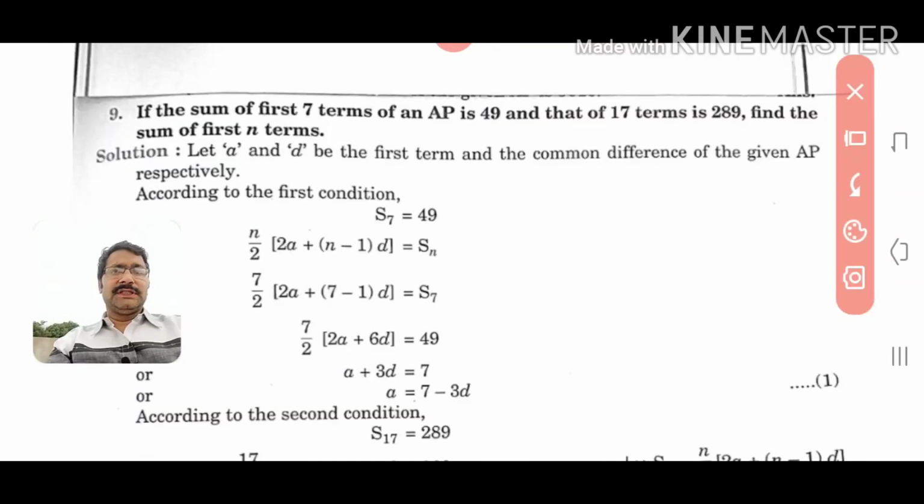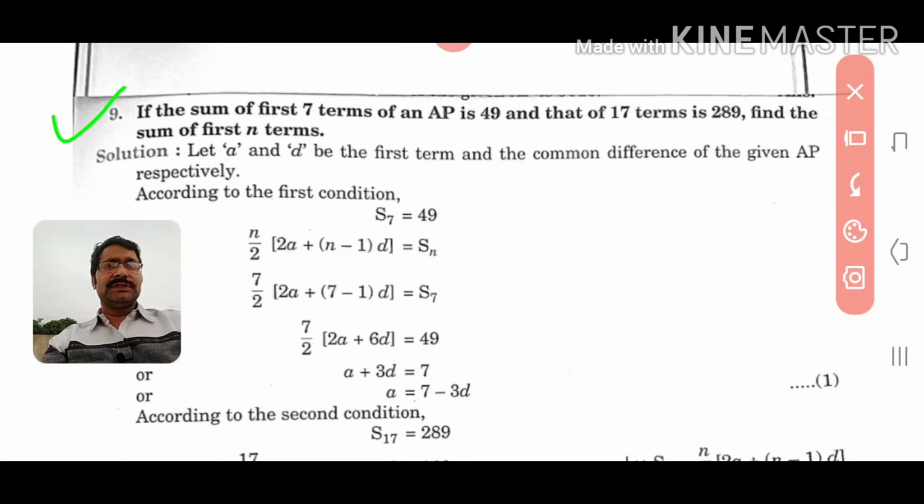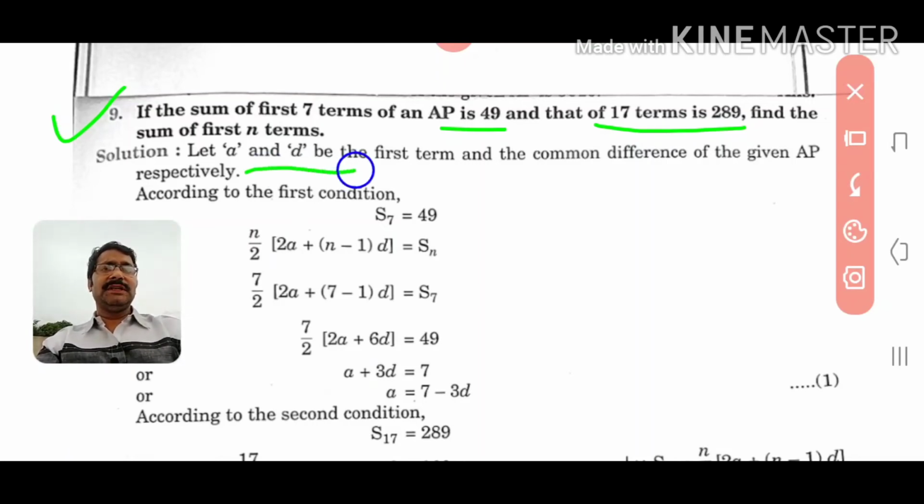We will do the next question, question number 9. If the sum of the first 7 terms of an AP is 49 and the sum of 17 terms is 289, find the sum of n terms. We suppose that the first term is a and d is the common difference. Now the question is given as S7 is 49. The Sn formula you know: Sn equals n by 2 (2a plus (n minus 1)d).